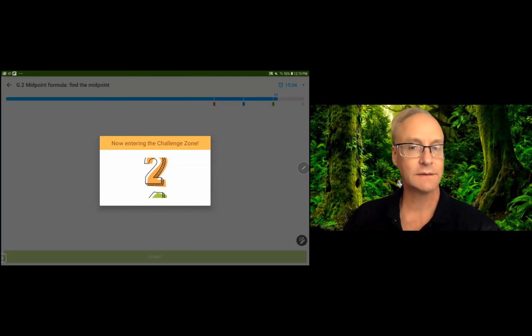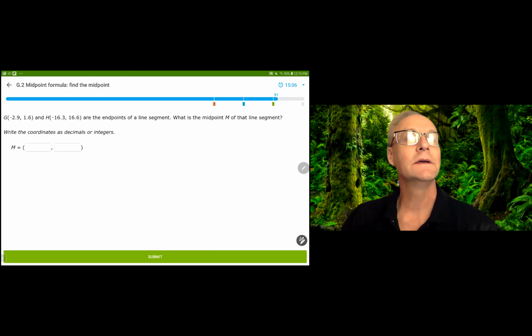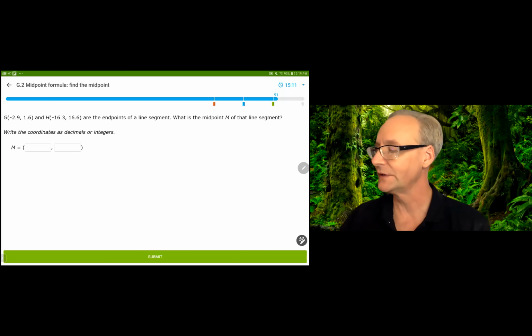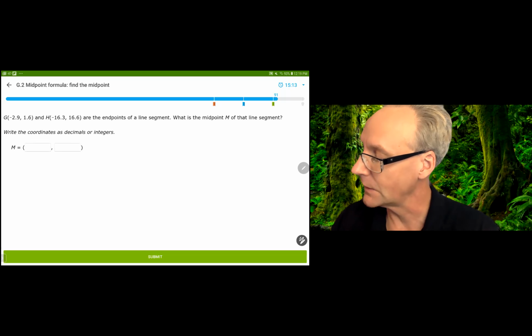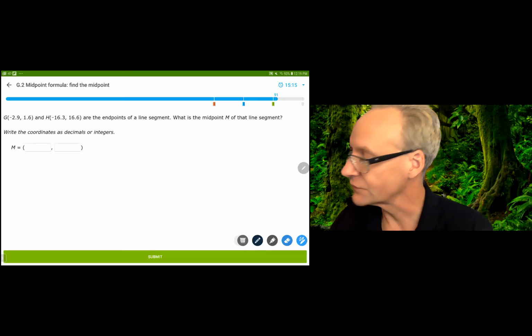And looks like we're in the challenge zone. We're almost done. If there's any really tough ones, oh, we get a decimal. Now, it's a little more challenging with decimals. So I'm going to go ahead and write the sum down. I think on this first one, I'm going to write it all out.